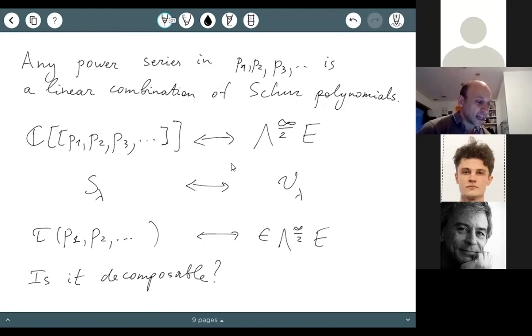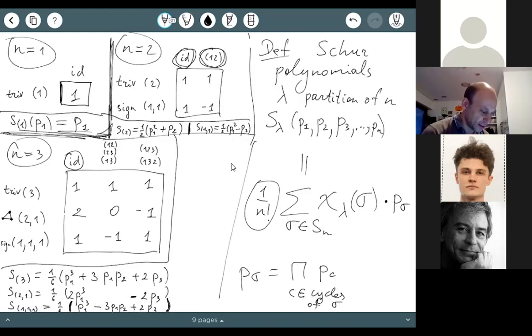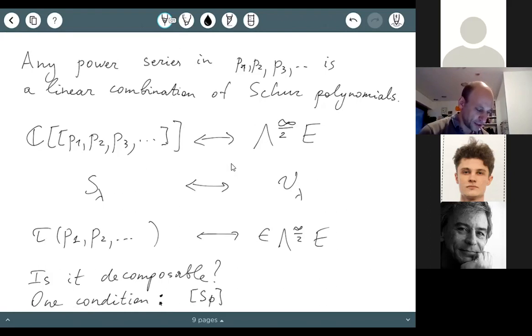Right. And actually, we already know one condition. It's not the only condition, but we already know one condition for it to be decomposable: it's our Plücker equation. So if I take the coefficient of S empty, maybe I should write somewhere that S empty by convention is 1. That corresponds to n equals 0. So the coefficient of the Schur polynomial, so the coefficient of 1 in tau times the coefficient of S22 in tau.